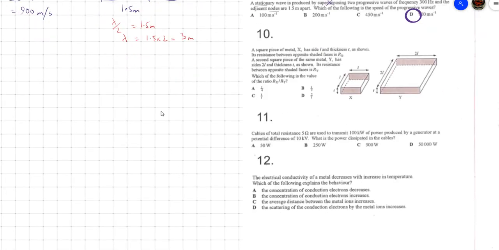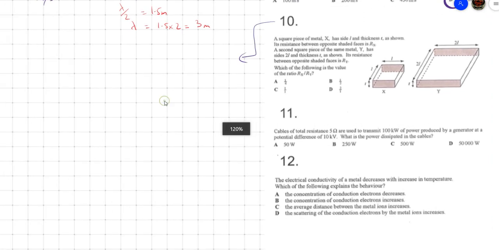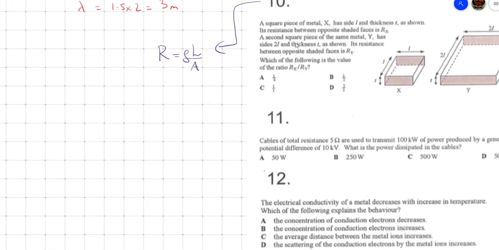Okay, now question 10. This is resistivity. Okay, you guys on the resistivity, so let's do the equation: R is equal to resistivity times length of the wire divided by the area. Now we want to know how resistance is linked to these things. Okay, piece of square metal, thickness, blah blah. They're made of some metal. Okay, they're made from the same metal. So the resistivity of both of them is the same.